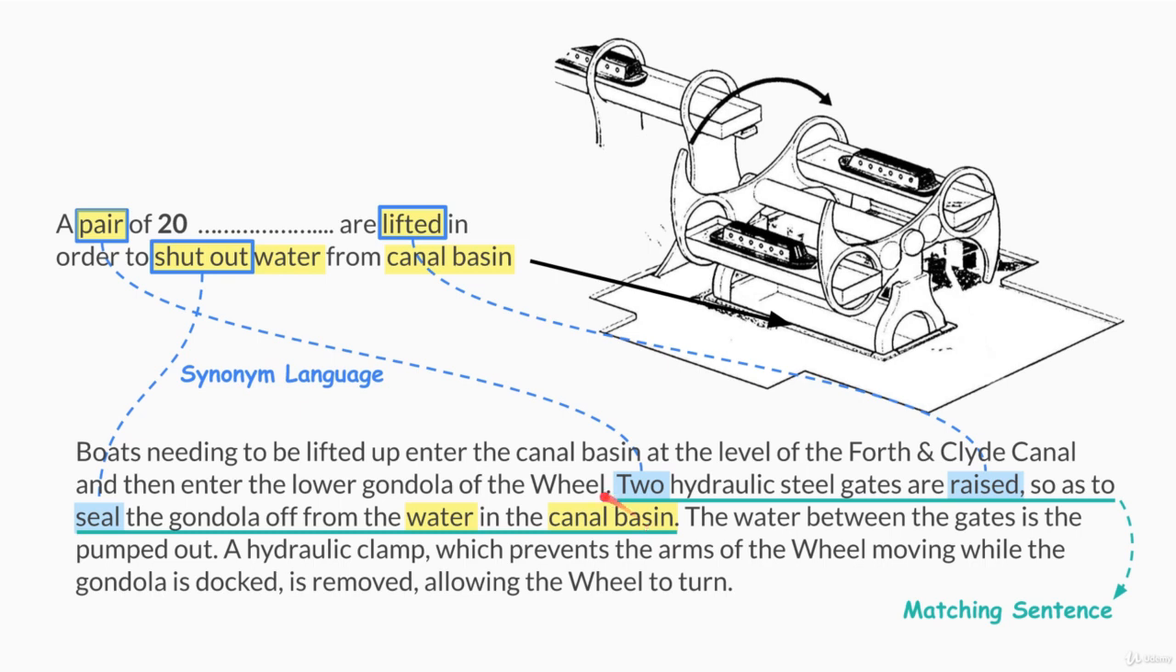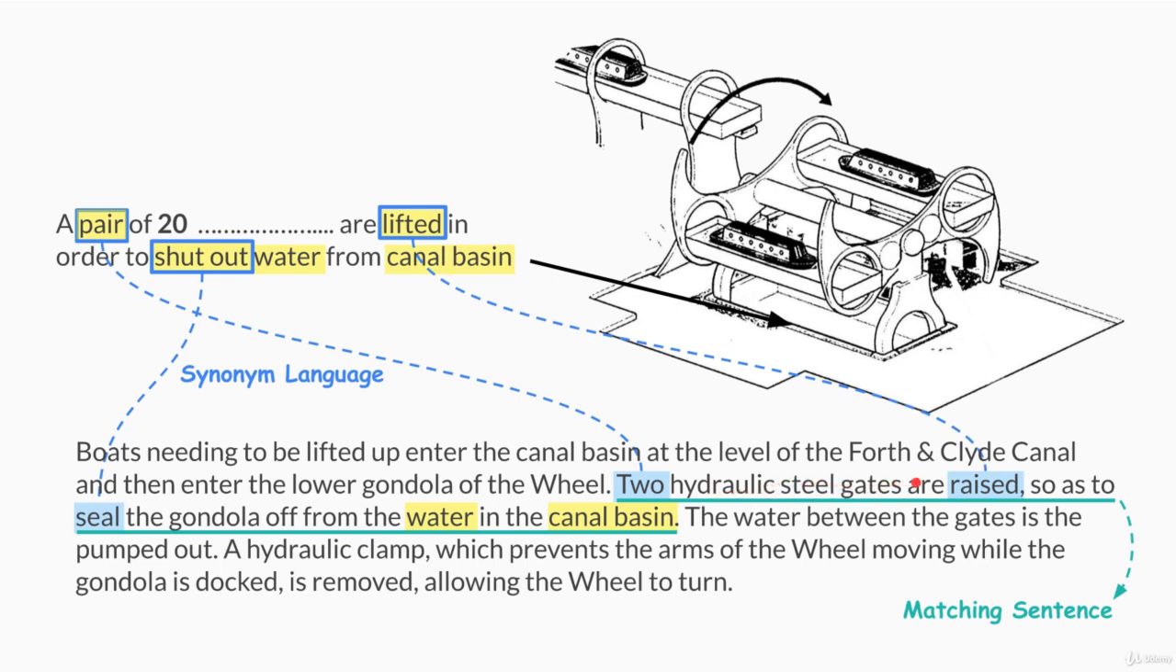So let's go ahead and read this sentence now. It says, two hydraulic steel gates are raised so as to seal the gondola off from the water in the canal basin. So a pair of what are lifted? It's got to be a noun. Well, the answer is a pair of hydraulic steel gates. Hydraulic steel gates. That's the answer.